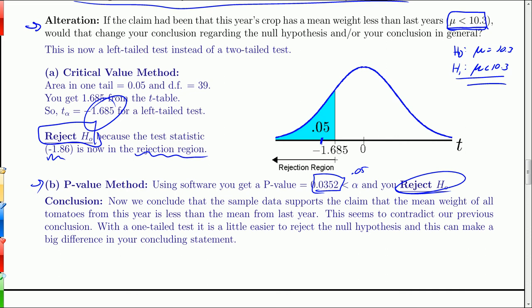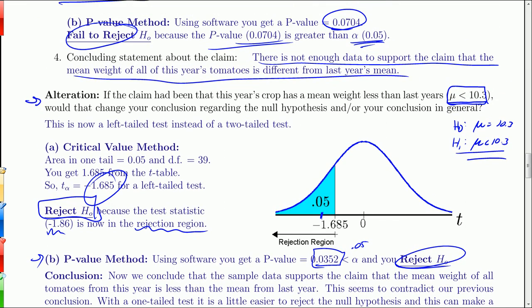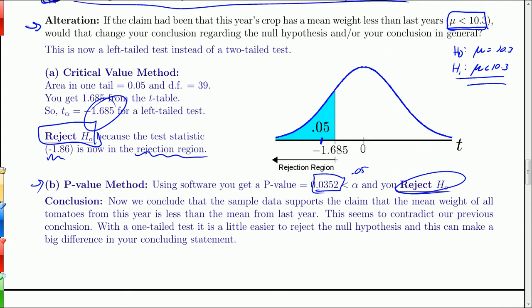And the only reason they don't is because in this first conclusion, I'm not saying that they are different, or I'm not saying that they're the same. I'm not finishing up this first problem and saying we're certain that the means are the same. We're just saying there's not enough data here to say that they're different. And here, when we change our claim, we say there actually is enough data.